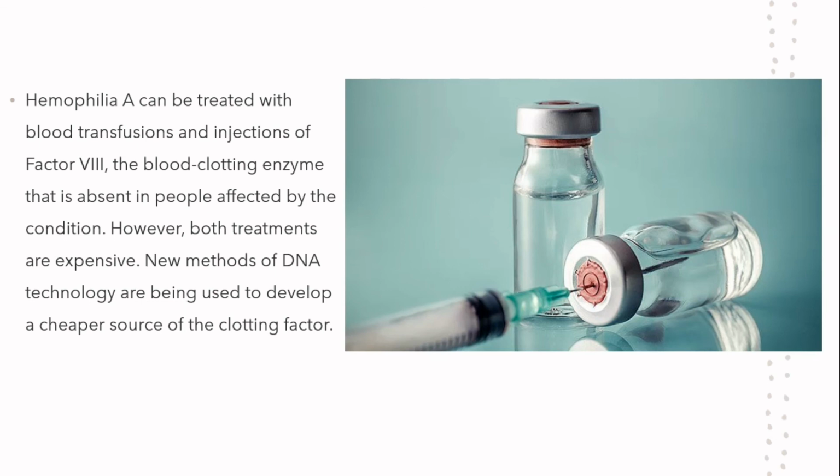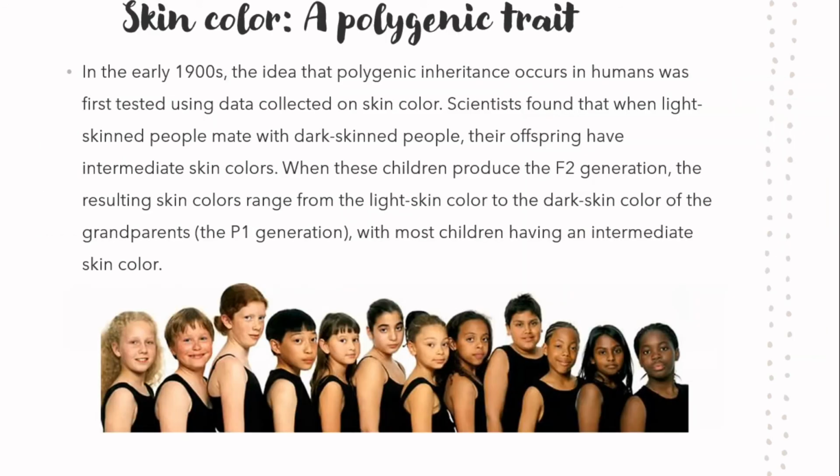Skin color, a polygenic trait. In the early 1900s, the idea that polygenic inheritance occurs in humans was first tested using data collected on skin color. Scientists found that when light-skinned people mate with dark-skinned people, their offspring have intermediate skin colors. When these children produce the F2 generation, the resulting skin colors range from the light skin color to the dark skin color of the grandparents, with most children having an intermediate skin color.